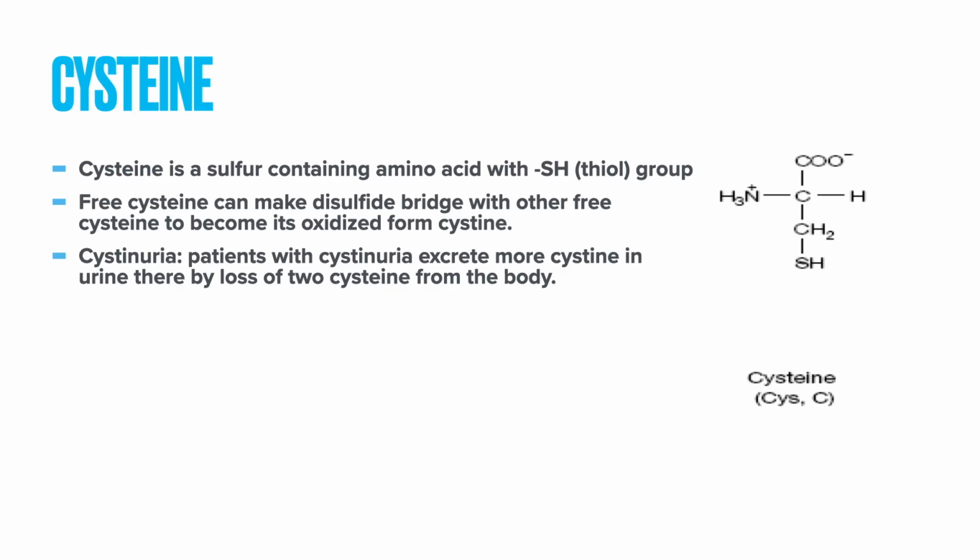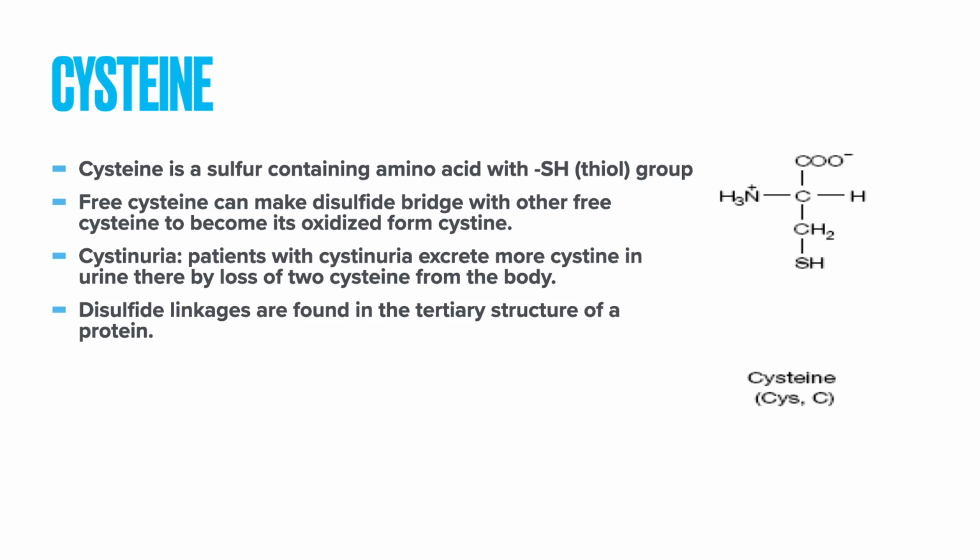And there is a disease called cystinuria. In this disease, cystine is just going out of our body in the urine. There will be loss of cystine. Cystine is an oxidized form of cysteine. One cystine has two cysteine. So, if there is a loss of one cystine, there is a loss of two cysteine molecules. So, that is about cystinuria.